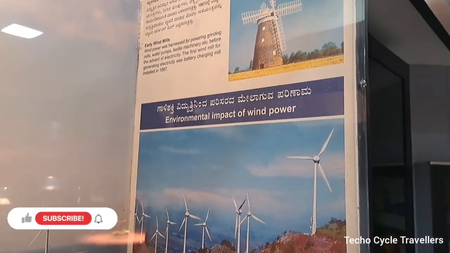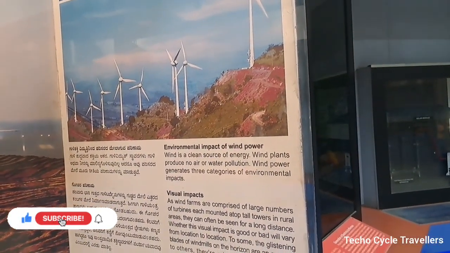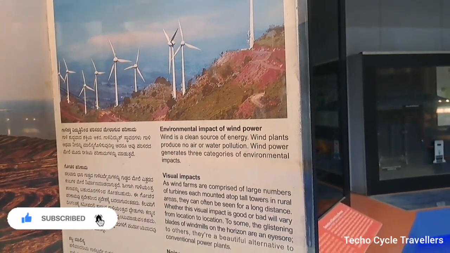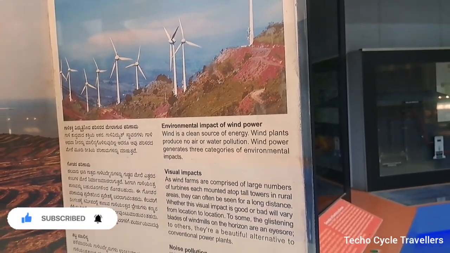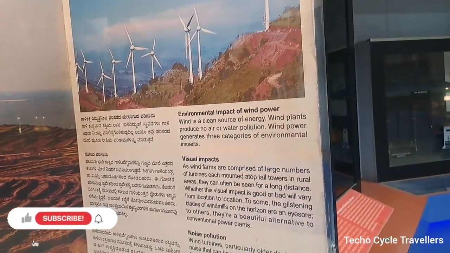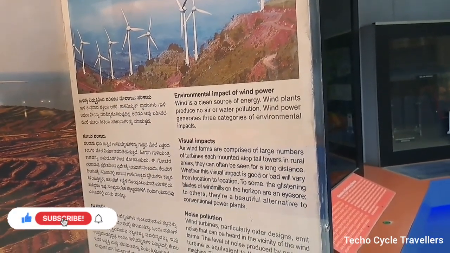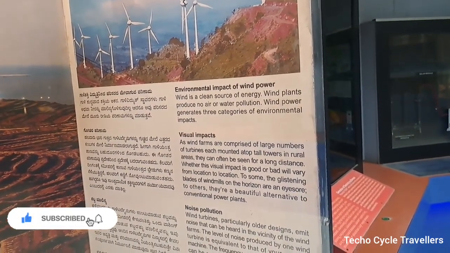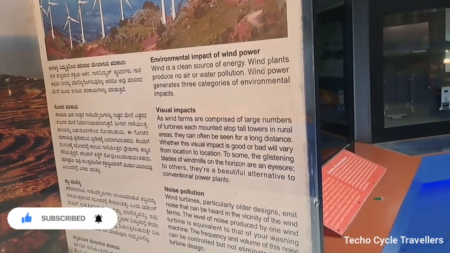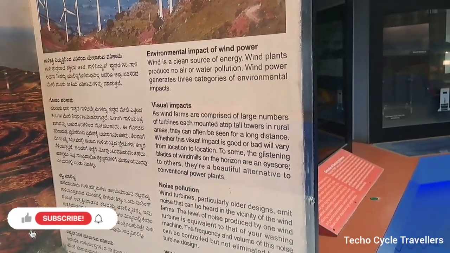Environmental impact of wind power. Wind is a clean source of energy. Wind plants produce no air or water pollution. Wind power generates three categories of environmental impacts. Visual impacts, as wind farms are comprised of large numbers of turbines, each mounted atop tall towers in rural areas. They can often be seen for a long distance.